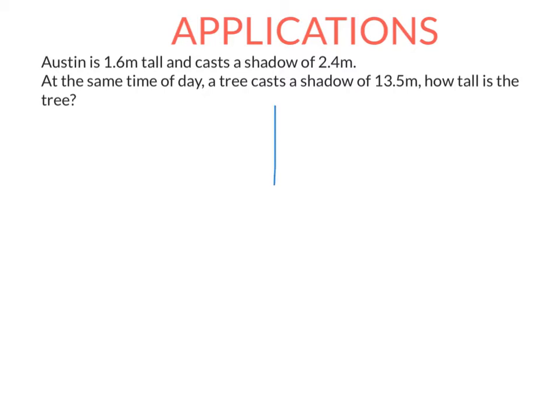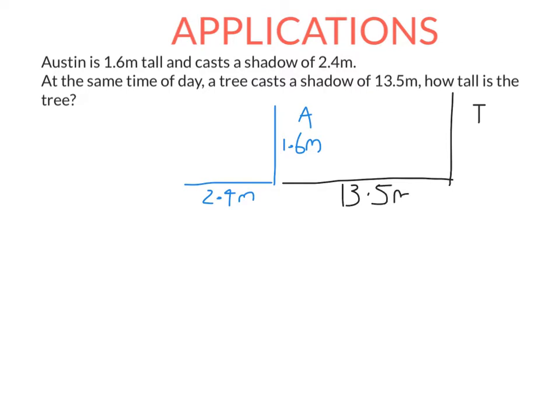So we'll have Austin here, 1.6 meters tall, and he casts a shadow of 2.4 meters. So at the same time of day, we have this tree over here. We don't know how tall it is. It casts a shadow of 13.5 meters. How tall is the tree? So what does this have to do with similar triangles? Well, we just make these into triangles like this.